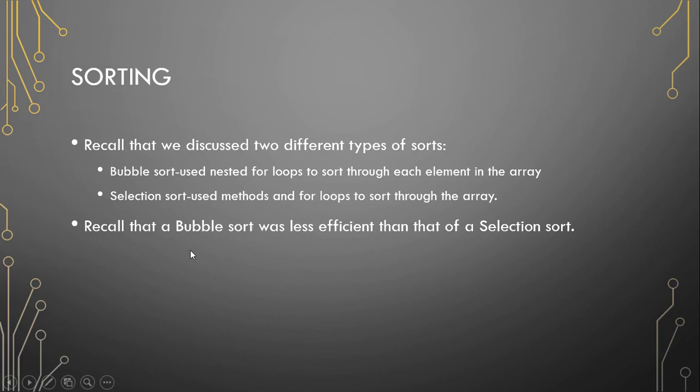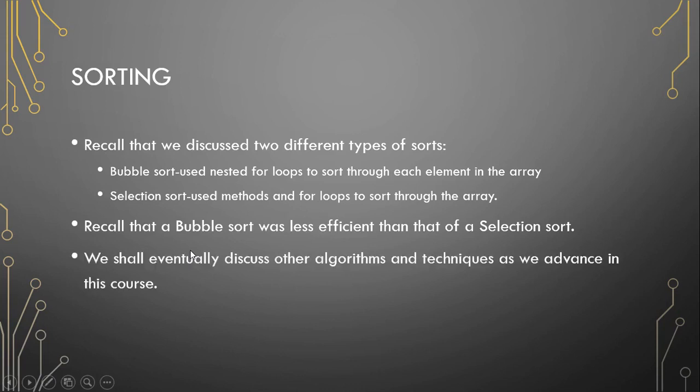The bigger your data set was, the more prominent you saw the difference, especially if your number set was a lot more varied in its order. If the numbers were fairly well organized, bubble sort did okay. But if they were not sorted very well, just kind of mixed around randomly, the bubble sort quickly became very inefficient. Now, we'll eventually discuss other algorithms and techniques as we advance in this course.